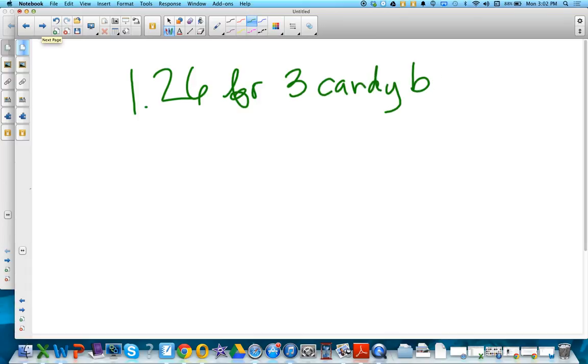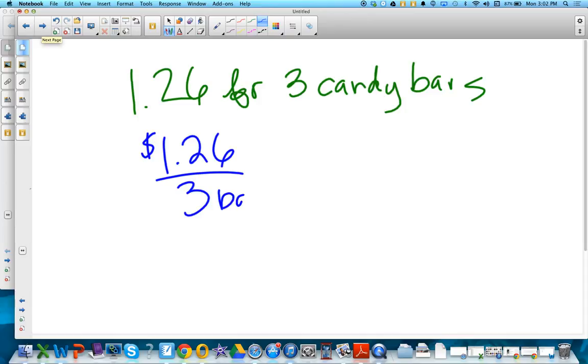I can't spell. All right, $1.26 for 3 candy bars. You're going to go in with friends and buy this. So what you're going to need to do is write the unit rate. $1.26 for 3 candy bars. I'm going to go in with my friends, and I want to know what it is for 1 bar. If that's all I'm paying, what is it going to be?